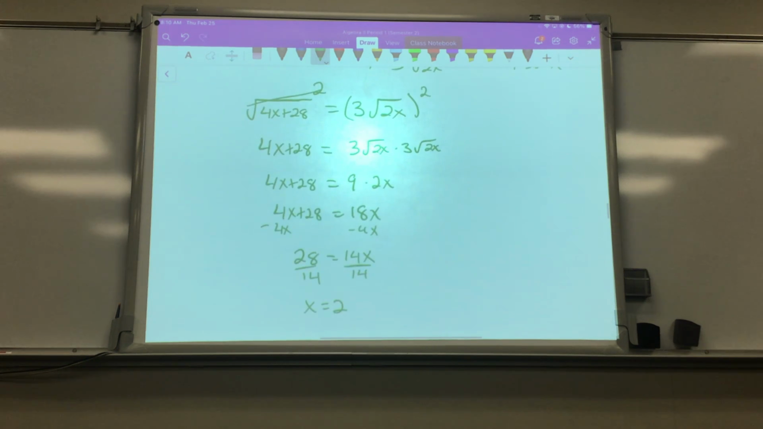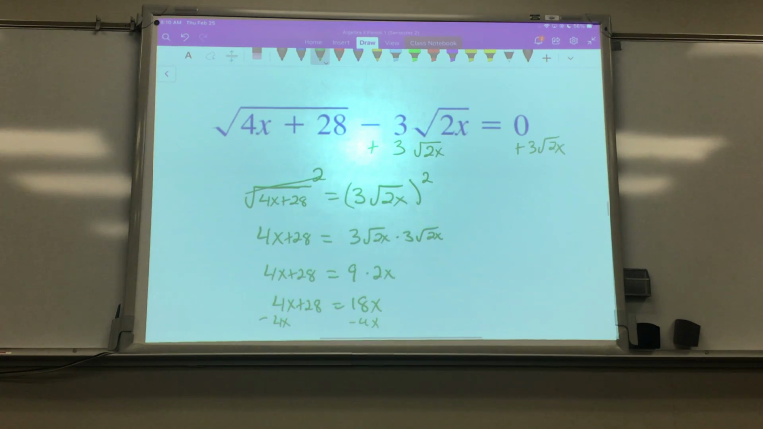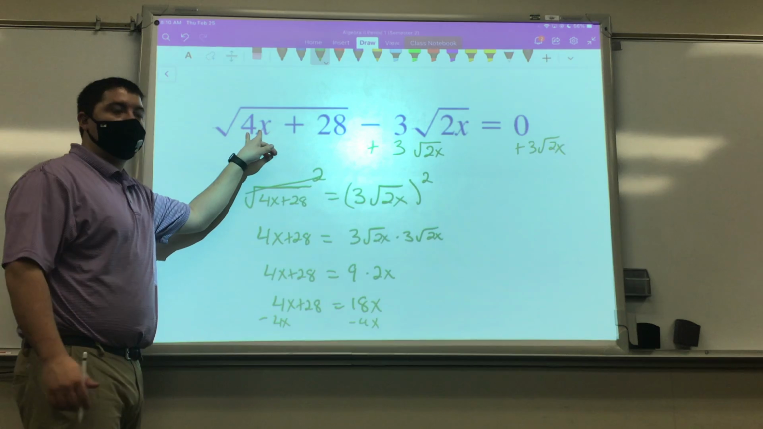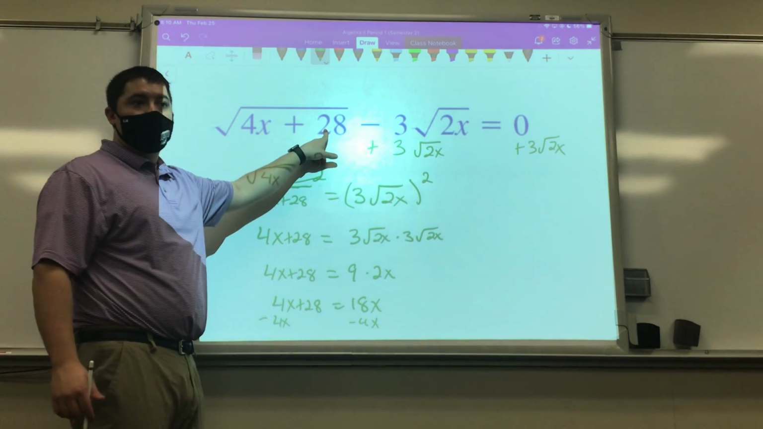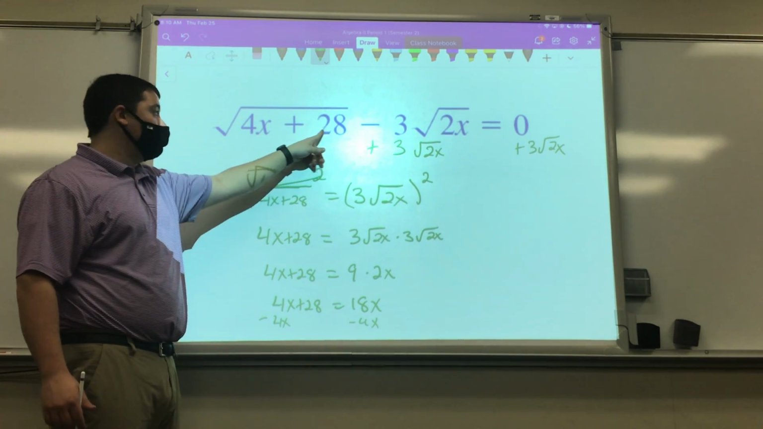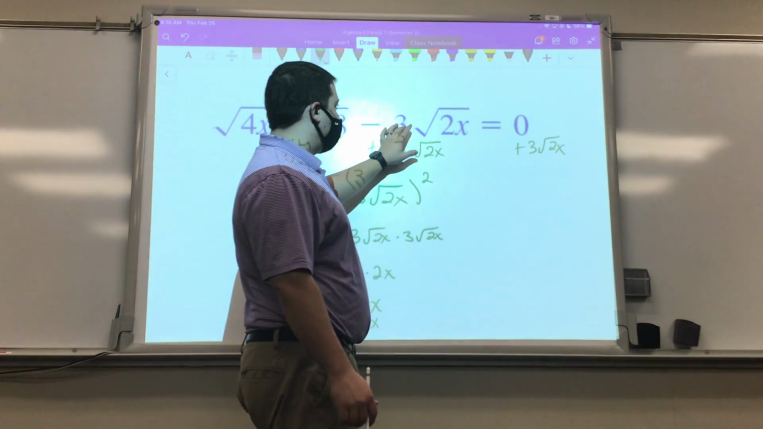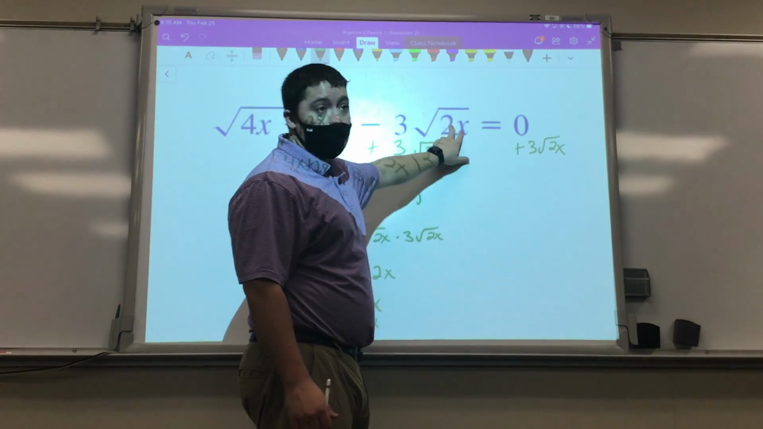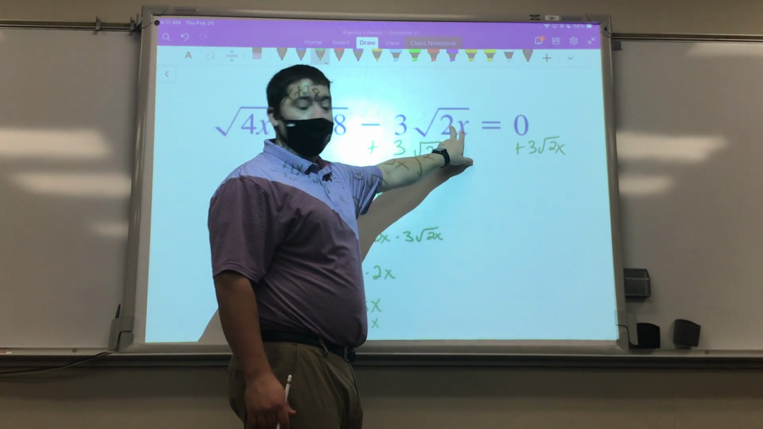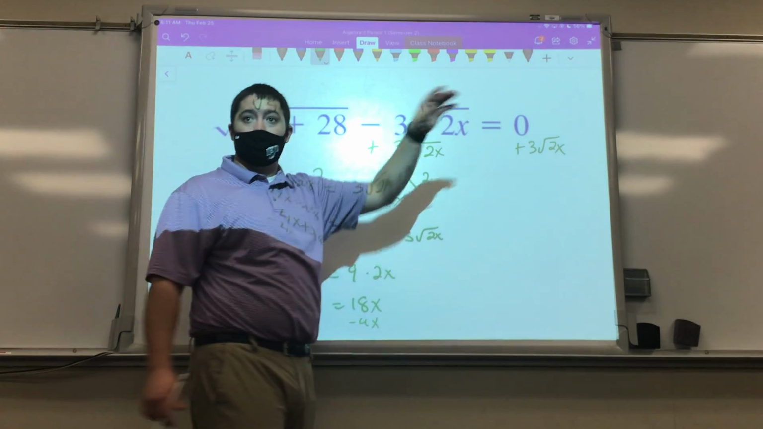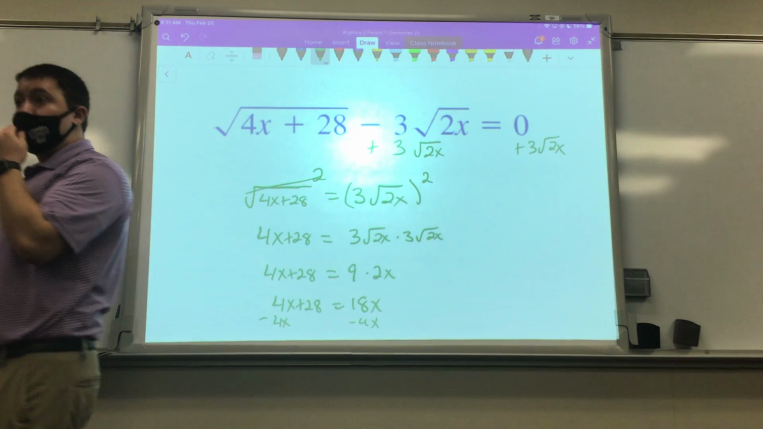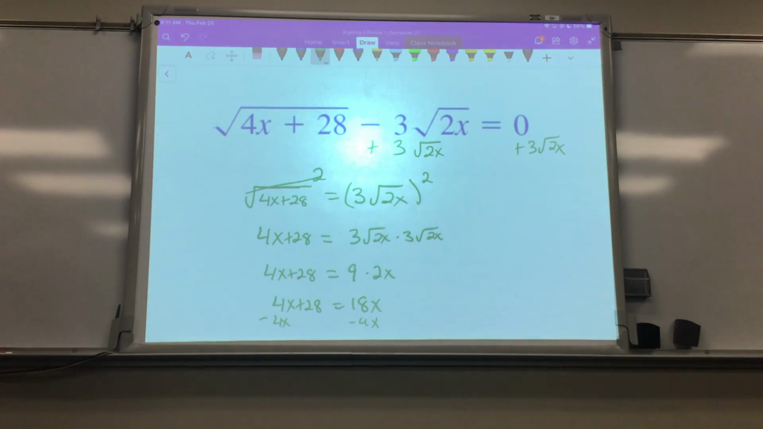Okay, so just this one we can probably just do a quick mental check. So if I plug in 2, that's going to cause that to be 8, right? 8 plus 28, 36. Square root of 36 is 6, so we get 6 minus 3 times the square root of 4, which is 2, right? 2 times 3 is 6. 6 minus 6 equals 0. Okay. It worked, right? So we're good.